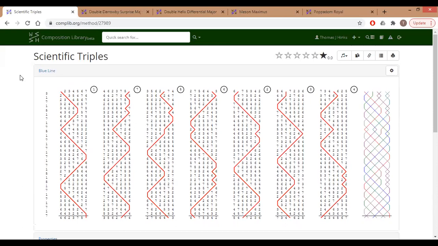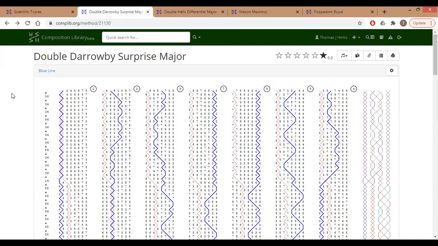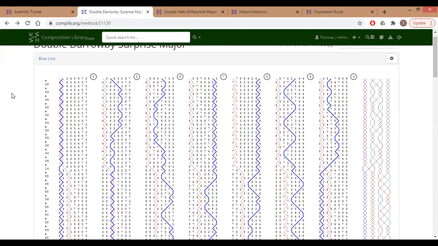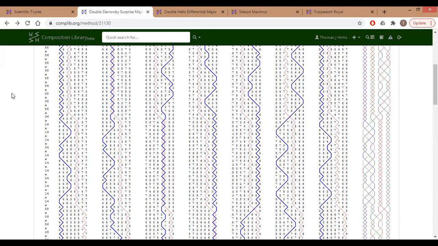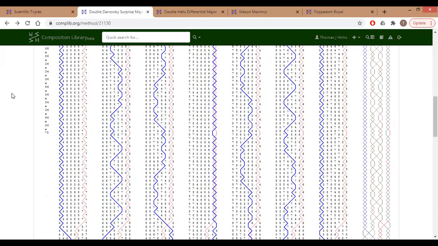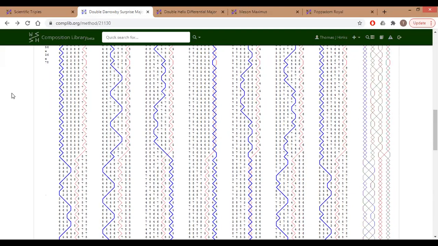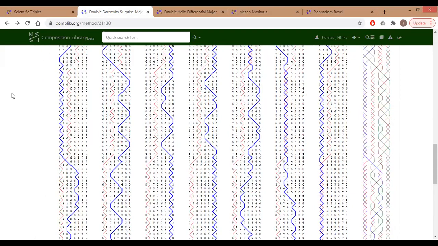Now, talking about real challenges and crazy blue lines, I think the next method that we should look at is one that was first rung in 1981 to a peal in Hampshire, and has not been rung since. And if we look at it, we'll probably see why. It's a method called double Darabi, surprise major. And that looks like a lot of blue line, but if I just scroll down, we'll see that actually there's really a very great deal, we're halfway through it now, very great deal of blue line to this particular method.